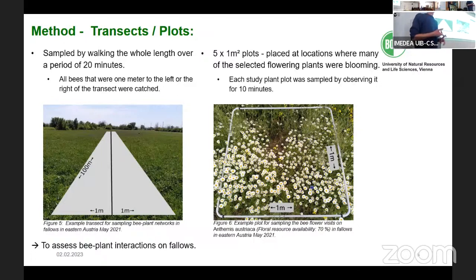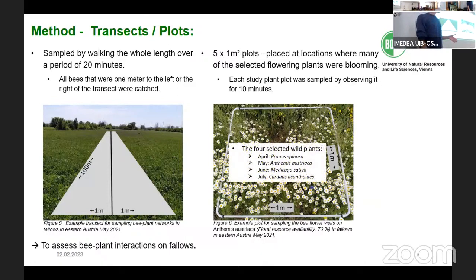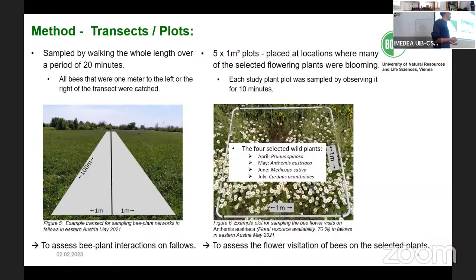The flowering time was also very important because we don't have a wild plant which flowers throughout the whole vegetation period. So in order to sample each month, we had to find one flowering wild plant per month, and we came up with Prunus spinosa in April, Anthemis austriaca in May, Medicago sativa in June, and Carduus acanthoides in July. The plots were sampled in order to assess the flower visitation of bees on the selected plants.